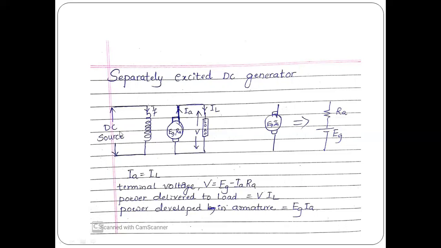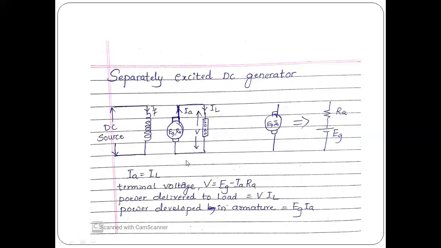The field winding has a separate DC source for excitation purpose. That's why it is a separately excited DC motor. And what is the armature? It is nothing but a source and a resistance. Now this armature is supplying the load, correct? The armature is supplying the load here.